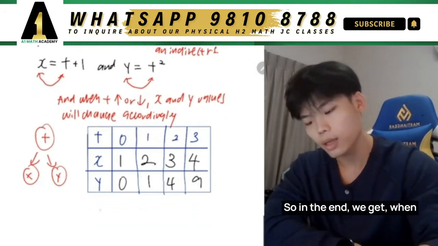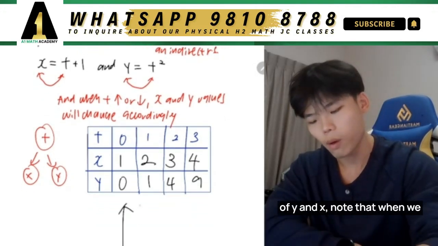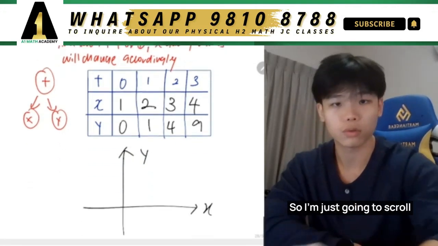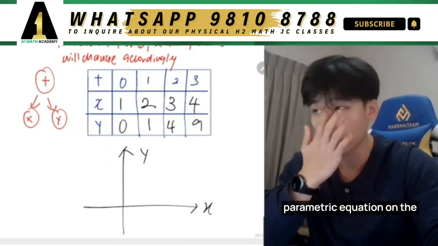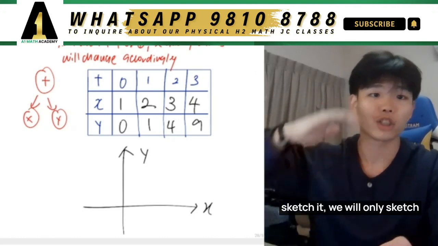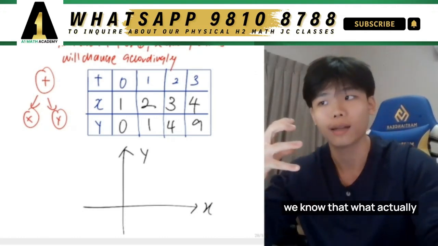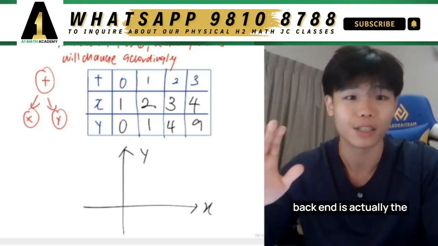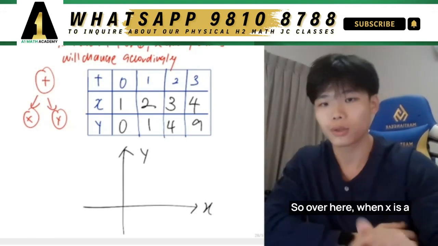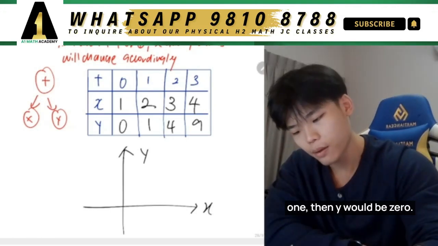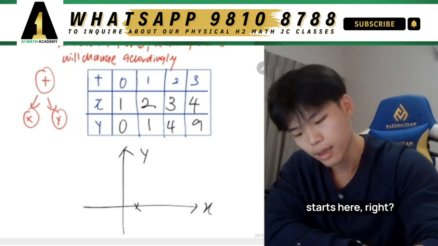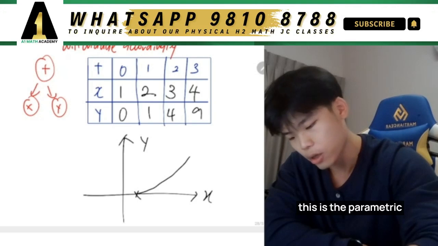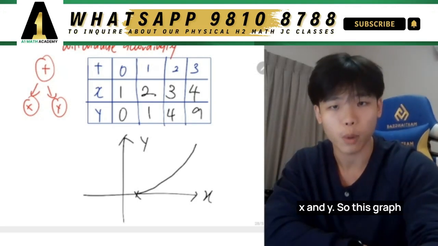In the end, when we actually sketch the curve of y and x, note that we don't actually sketch the t. So I'm just going to scroll down here for you to see. In a parametric equation on the Cartesian plane, when we sketch it, we will only sketch the x and the y variable. But we know that what actually drives the relationship between these two in the back end is the parametric term, which is the t value. So over here, when x is 1, then y would be 0. So it starts here, and then the whole equation just goes up like that. This is the parametric relationship between x and y.